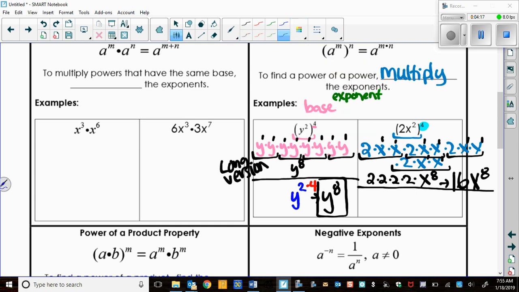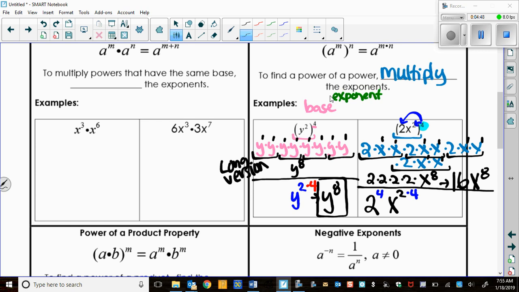So what I'm going to do is think of the distributive property. I have to distribute that exponent to everything that's inside the parentheses. So really, I'm going to have a 2 that's being raised to the 4th power, and my x to the 2nd power is being multiplied by 4. You might be asking, okay, I'm kind of confused about the 2 to the 4th power.